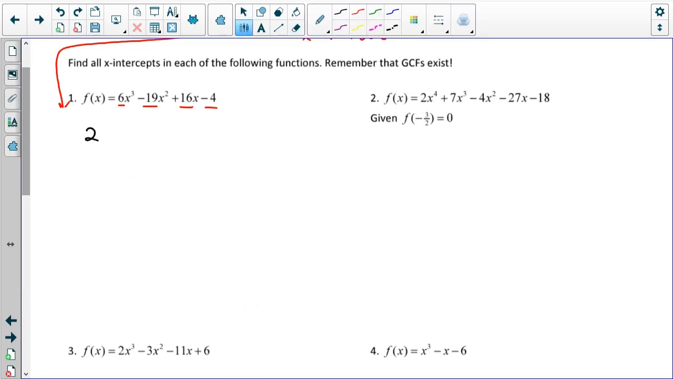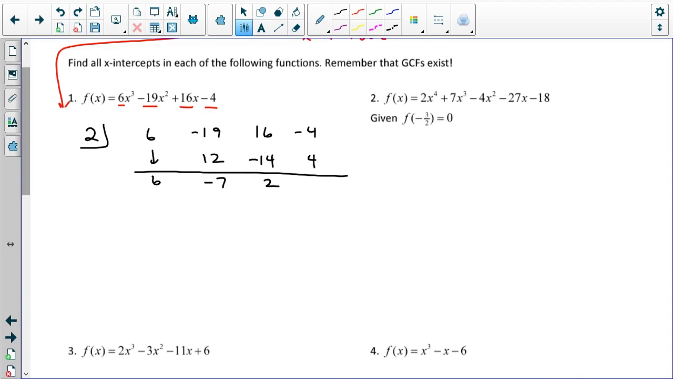So I know that 2 is a root that works. 6, negative 19, I don't need the plus sign, 16 and negative 4. So I'm going to put the 6 down here. 6 times 2 is 12. Then I add: negative 7. Negative 7 times 2 is, I'm sorry, negative 14. Then I add 16 plus negative 14 is 2. 2 times 2 is 4. Negative 4 plus 4 is 0. Anytime I have a remainder 0, that's good.